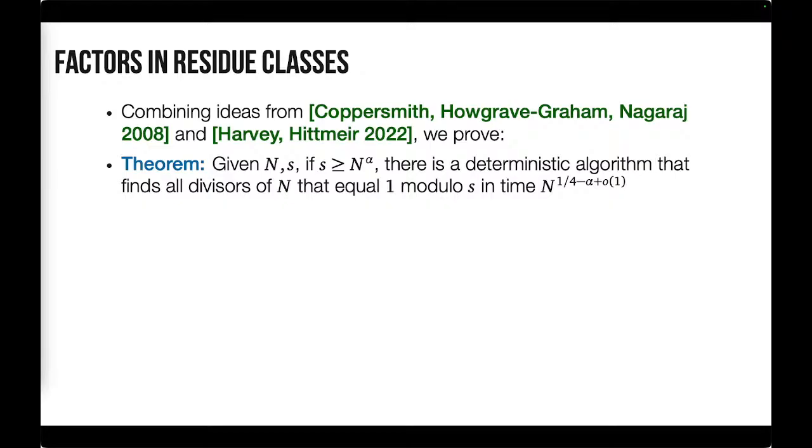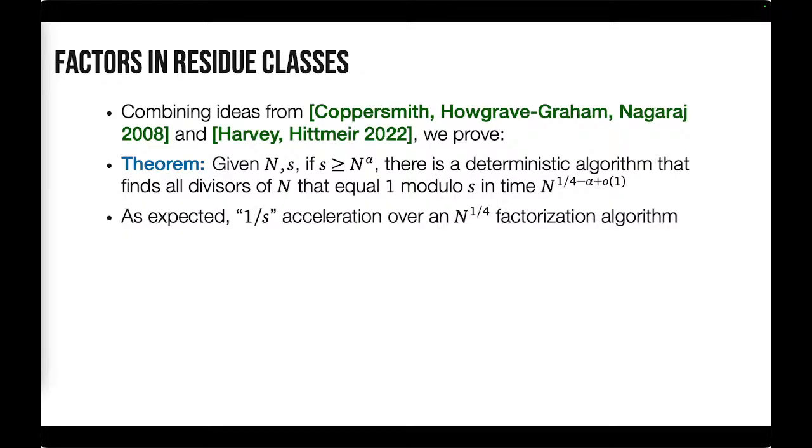So again, it takes this factorization algorithm that runs in time N to the 1/4, and it gets a 1/S acceleration over that, which is what we sort of expected to happen. It's one of the rare cases in life where what you expect actually ends up happening. So you play with the numbers and you see that if D is at least N to the 1/6, this running time is square root of D. Okay.